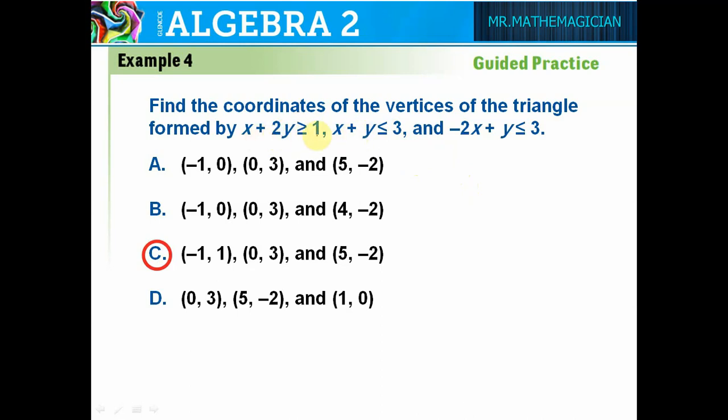So if you take the first one and the second one, they will give you 5 and negative 2 as a point of intersection. If you take the second line and the third line together, they will give you 0 and 3 as a point of intersection. If you take the first and last, they will give you negative 1 and 1 as a point of intersection. So really C is an accurate choice.